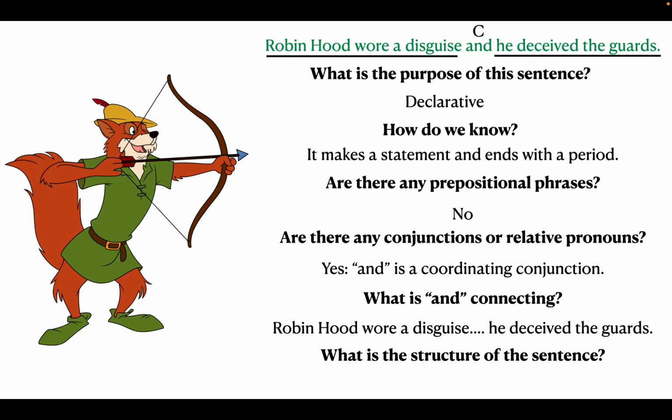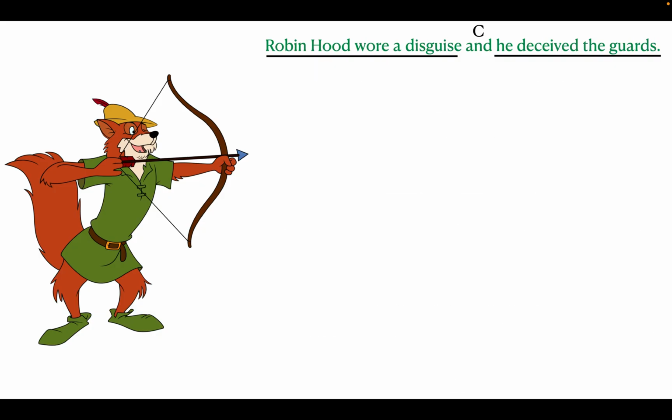So what is the structure of the sentence? We have two independent clauses connected with a coordinating conjunction. That's right, that makes it a compound sentence. All right, so let's start with our first independent clause. So we always start with the beginning of the sentence, the first independent clause, and then we will move to the second one after we've completed the first.